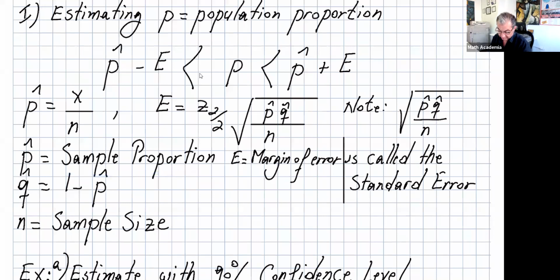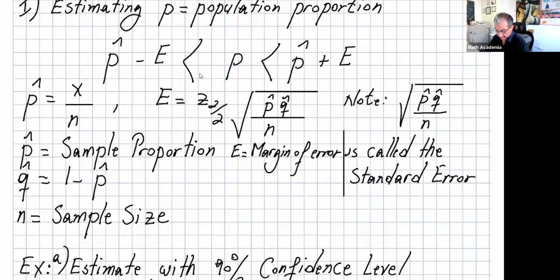P hat is the sample proportion. Q hat is always 1 minus P hat, everywhere in statistics, so please remember that. N is the sample size. And of course, E is the margin of error.